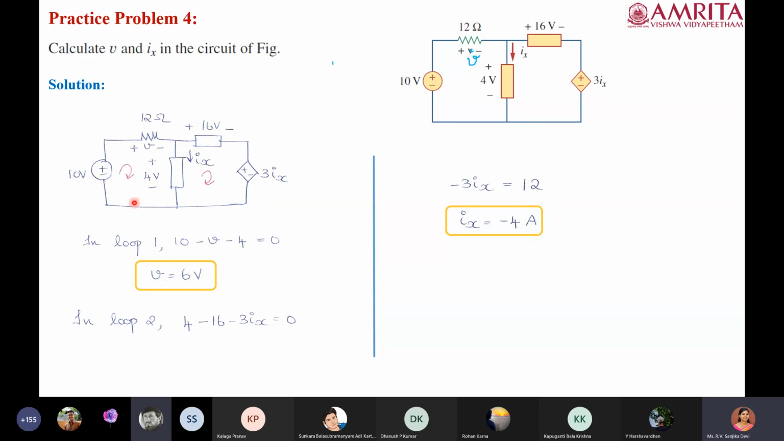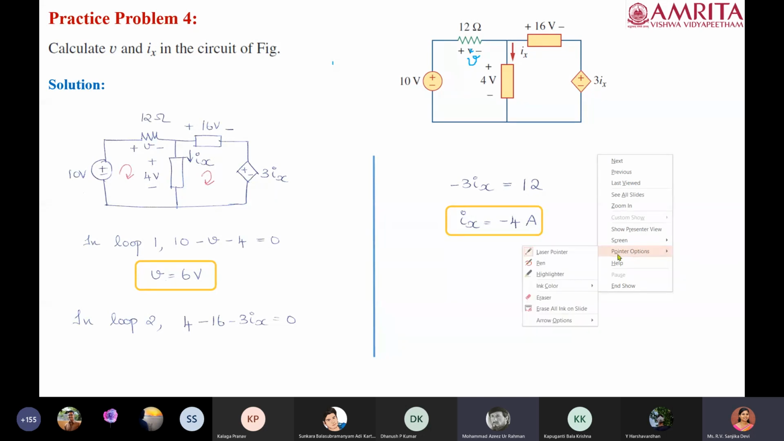Excuse me, ma'am. Yes. Here in the second loop, you have applied your convention, no, ma'am? That is the leaving convention. Yes, everywhere I have taken from which terminal we are leaving. Could you please tell the equation with the other convention, ma'am? That is the entering convention. Entering convention you require, okay.